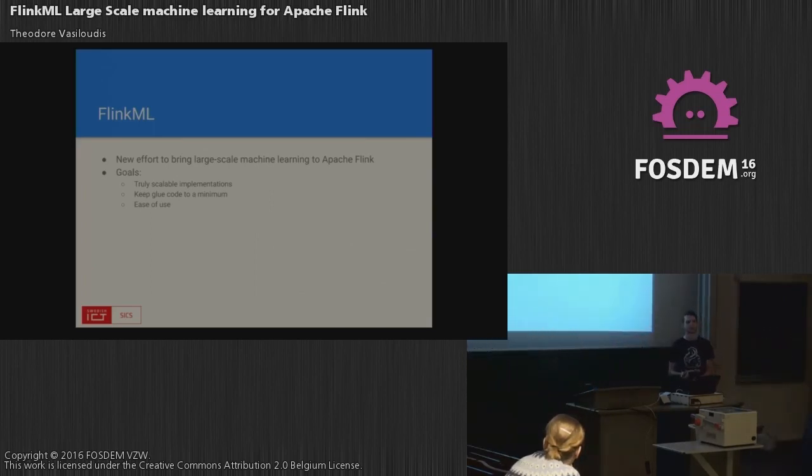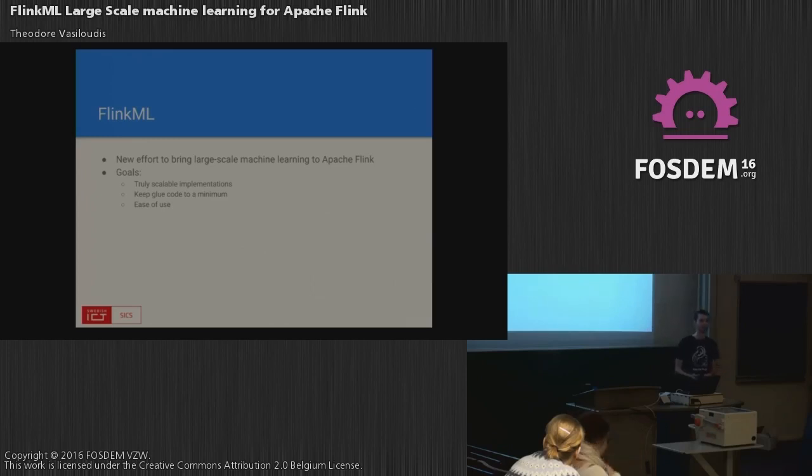The second one is the minimization of glue code. When we talk about glue code, we mean all the code in a machine learning program that is not machine learning. It's the thing that ties everything together in order to make it work. According to a recent publication from Google, a mature machine learning program might end up having 95% glue code and only 5% actual logic. What we try to do with FlinkML is minimize the amount of glue code that developers need to write. And the third one is ease of use.